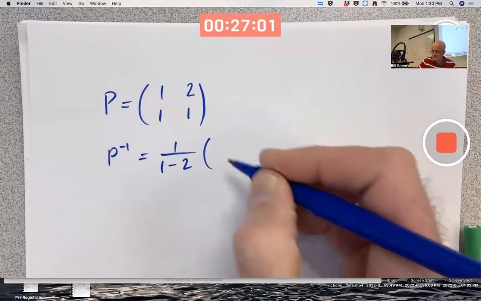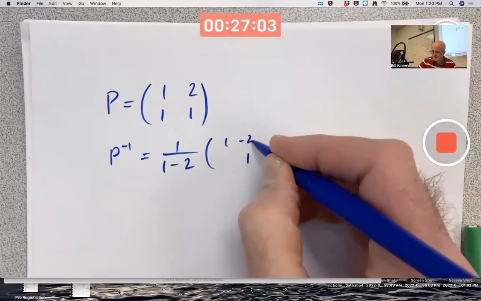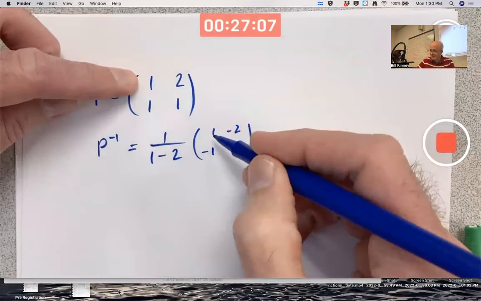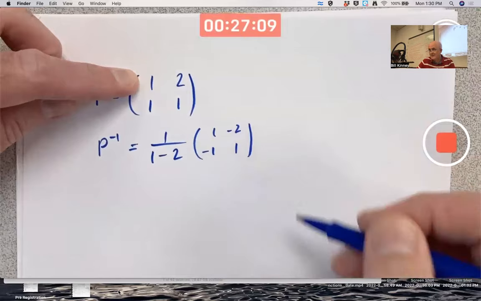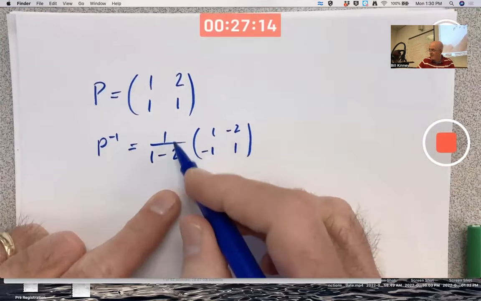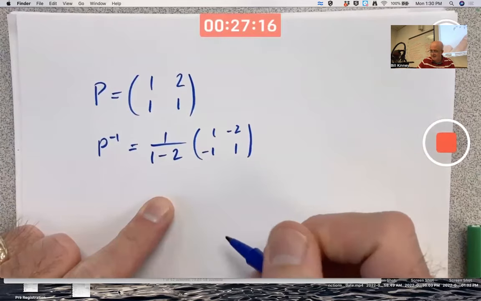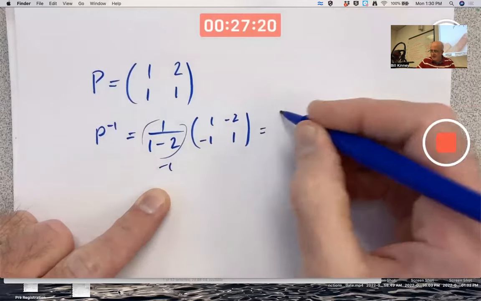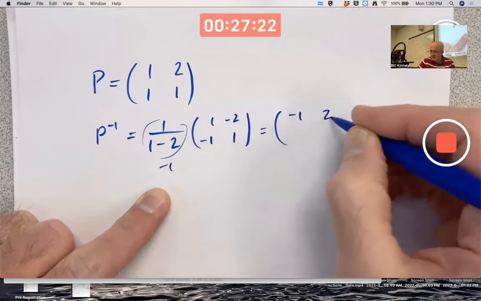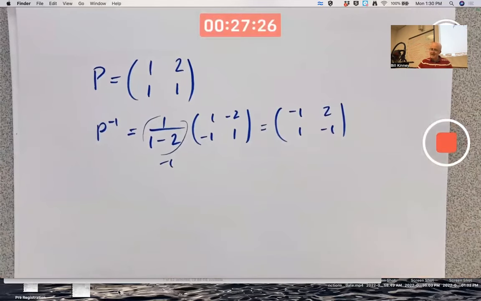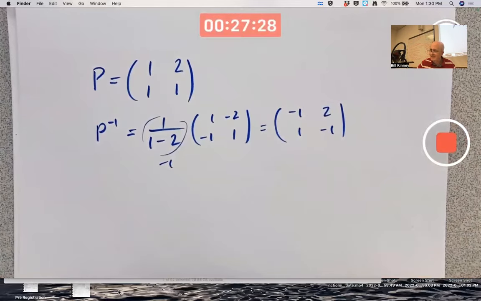Here's the inverse matrix. I swap the numbers on the main diagonal. Well, they're both 1s, so it still stays both 1s. And I negated the numbers on the off diagonal, and I multiplied by 1 over the determinant, and this is just a -1. Multiply the -1 through, you get -1, +2, +1, -1. This is P inverse, if I didn't make a mistake. You can check it.